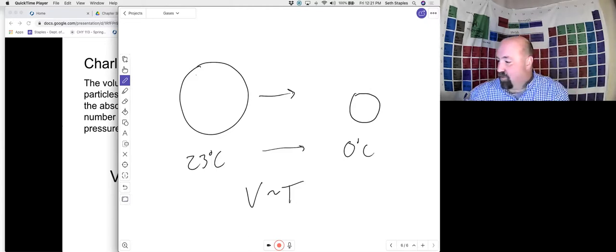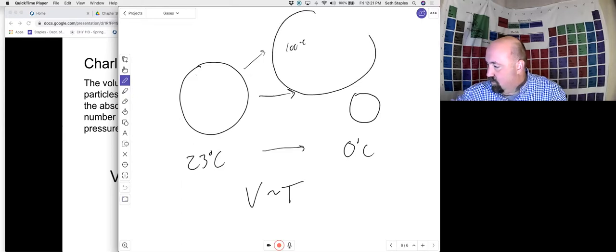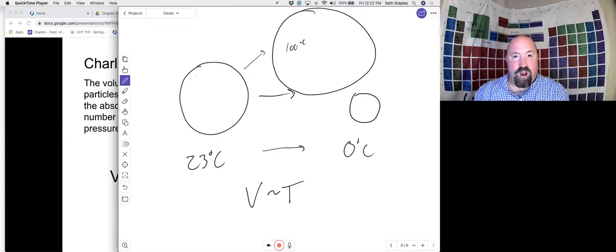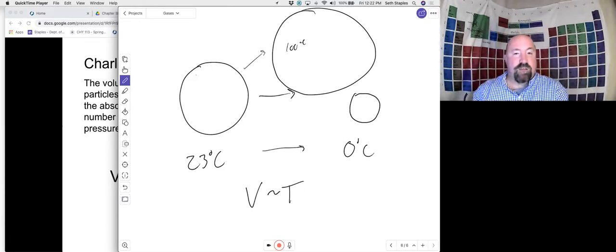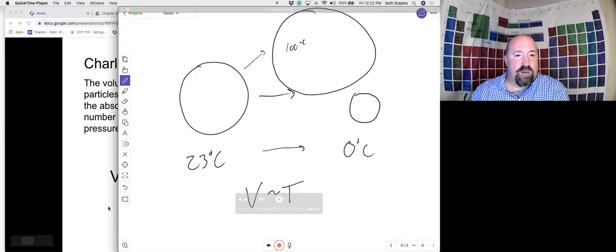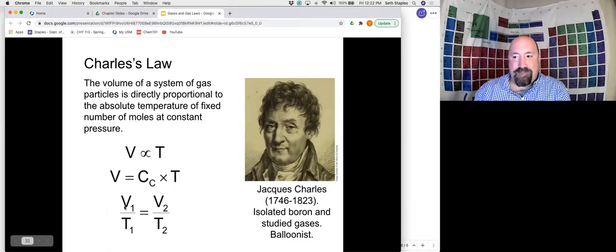If I was to heat the balloon up, if I was to go to 100 degrees C, my balloon would have to get a fair bit larger because the particles are now moving faster. To keep the number of collisions the same, I have to increase the area that they're hitting. And so Charles's law, the way that it would mathematically work out, is V1 over T1 equals V2 over T2.